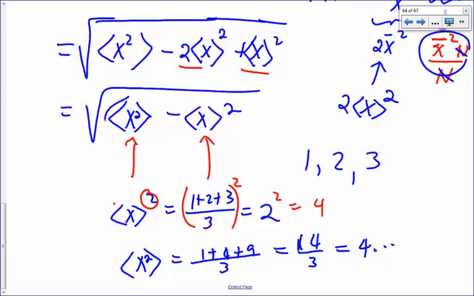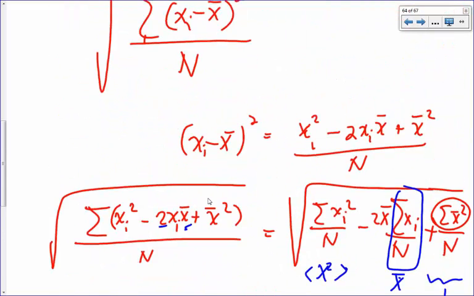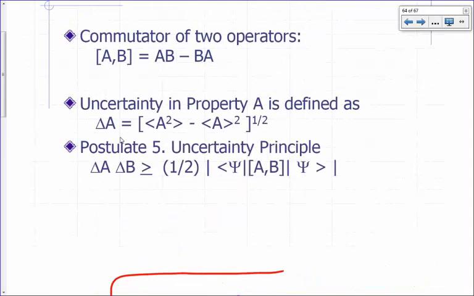So this number is always going to be larger than 0. It's going to be a positive number. That is where that comes from. So that delta A we have here is really nothing more than the standard deviation. We're expressing our uncertainty as a standard deviation.